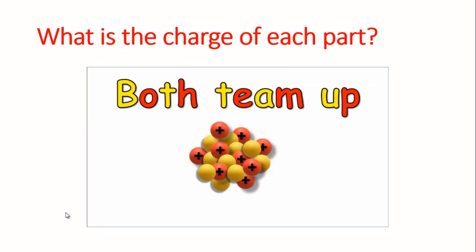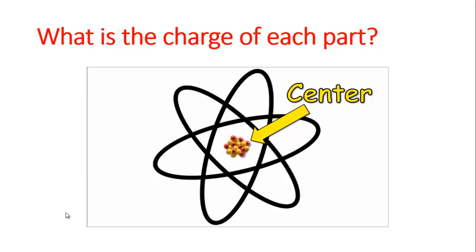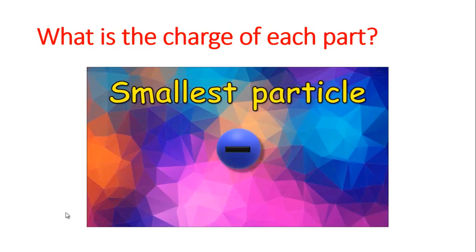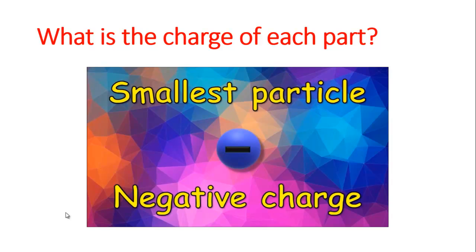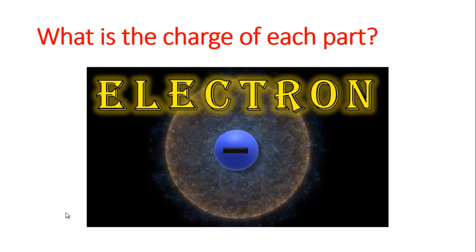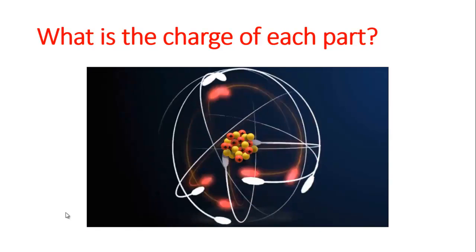Protons and neutrons both team up to make the center of the atom, the nucleus. But now we can't forget the third part. It's the smallest particle with the negative charge, called the electron. And it spins and spins around the nucleus of the atom, just like an orbit.